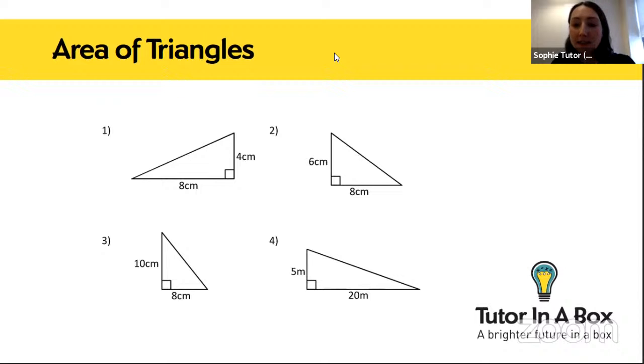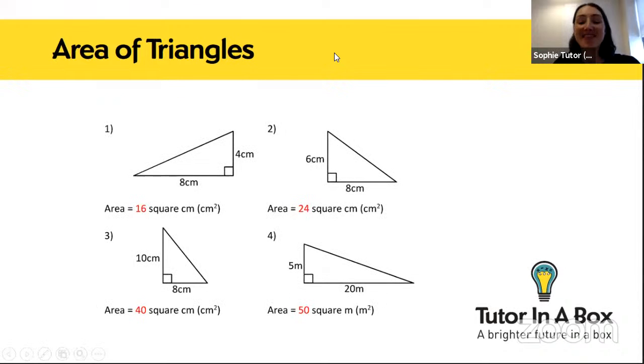Okay, so I'm going to pop the answers up on the board now. So if you need them, they're there. So remember to do the area of a triangle, length times height divided by 2. Because remember, a triangle is half a square or a rectangle, okay? So when we put them together, we get our square. But when we take them apart, we've got our 2 rectangles, okay?